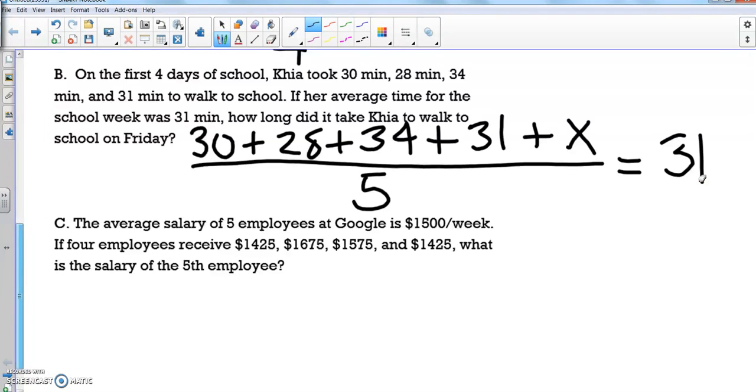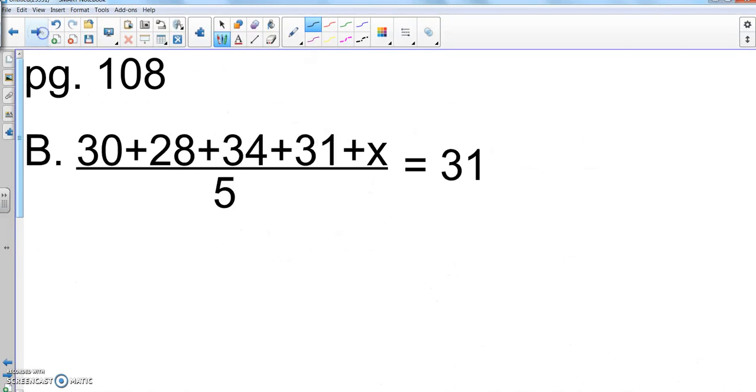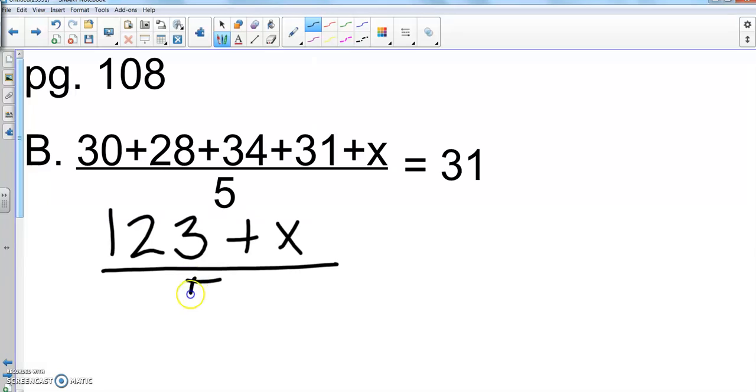All right, so we're going to take that and do the same thing. We're going to go over to 108, and we're going to copy it. We're going to start solving. If you added all of these numbers up on the top that you could add together, 30 plus 28 plus 34 plus 31, you would get 123. You don't know the x, divided by 5 equals 31.